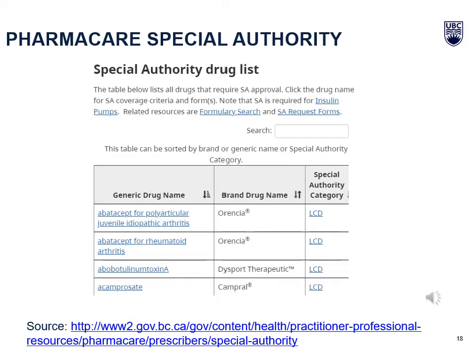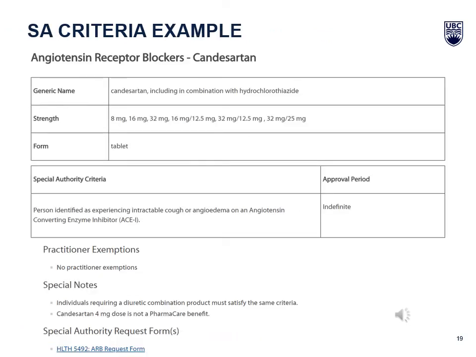This is PharmaCare's special authority webpage for healthcare professionals. As you can see, the table is organized alphabetically by generic name. In order to get more information about the special authority and the criteria, just click on the generic drug name. Let's take a closer look at the special authority page for candesartan, an angiotensin receptor blocker.